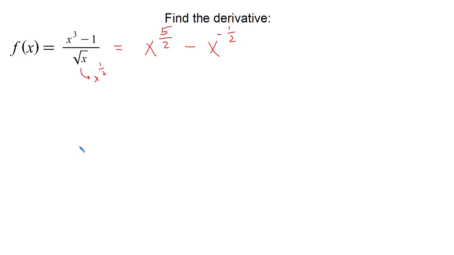And so now we'll take the derivative of our nicely simplified function. It'll just give us 5/2 x to the 3/2 plus 1/2 x to the negative 3/2. Again, just using the power rule, right? Multiply that power out into the front and then drop the exponent by 1.